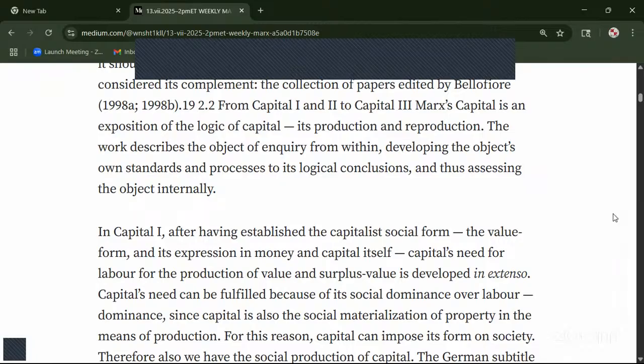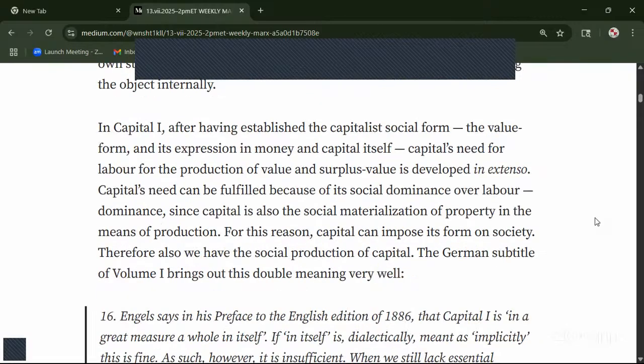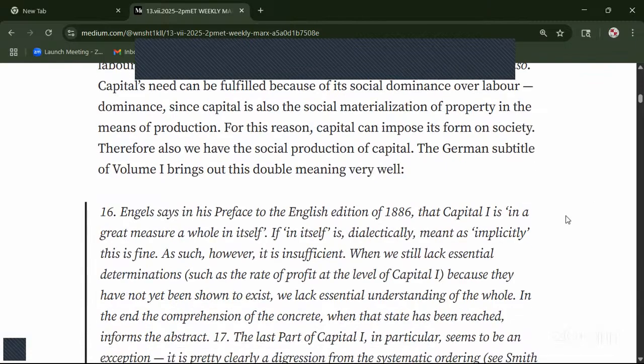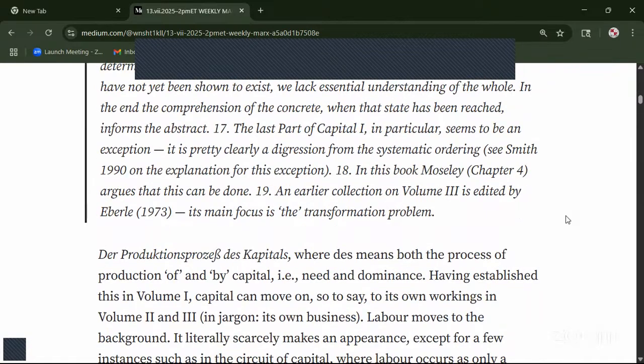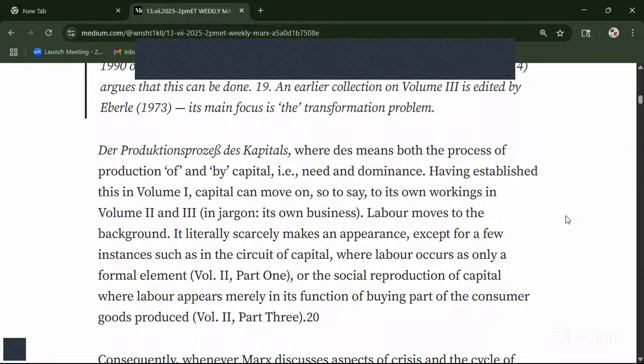Capital's need can therefore be fulfilled because of its social dominance over labor. Dominance, since capital is also the social materialization of property in the means of production. For this reason, capital can impose its form on society. Therefore, also, we have the social production of capital. The German subtitle of Volume 1 brings out this double meaning very well: Der Produktionsprozess des Kapitals, where "des" means both the process of production of and by capital. For example, need and dominance.